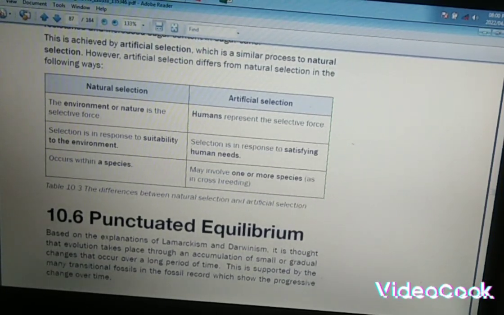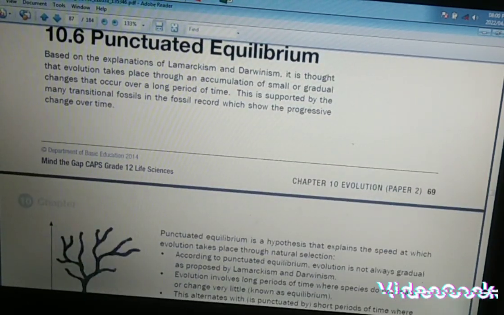Our next topic, we are just going to look at punctuated equilibrium.